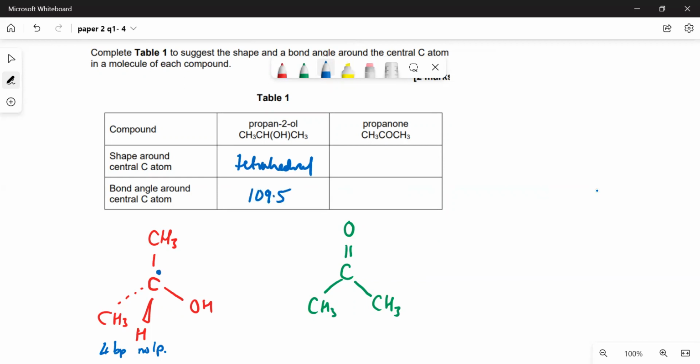Now with propanone, what have we got here? We have got a double bond. Remember, when you're working out the shape of molecules, a double bond, just treat it as a single. And you can see there you've effectively got 3 bond pairs, and we've got no lone pairs. Carbon never has lone pairs, hardly ever. So that means it's going to be trigonal planar. The shape is trigonal planar, and the bond angle, of course, for that is 120 degrees.